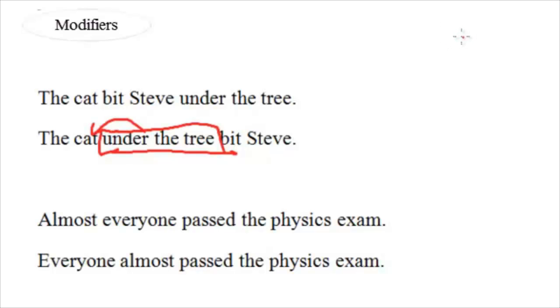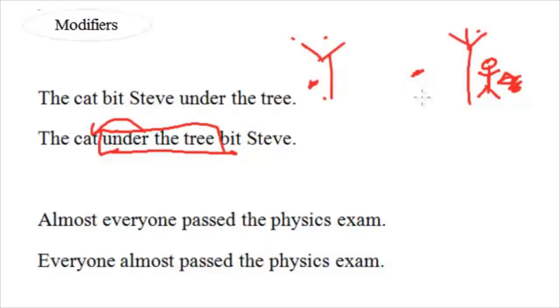The first sentence says, so this is my tree, and this is my friend Steve, right? The cat, sorry, I can't draw, this is awful. The cat bit Steve under the tree, meaning what? The whole action of the cat, this is my cat, biting Steve took place under the tree. But the second one says, that cat that is right now under the tree bit my friend Steve. I hope you get the difference in meaning.